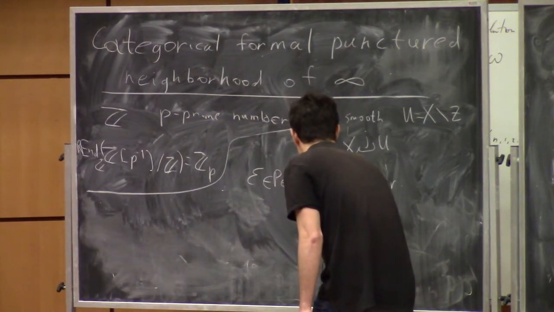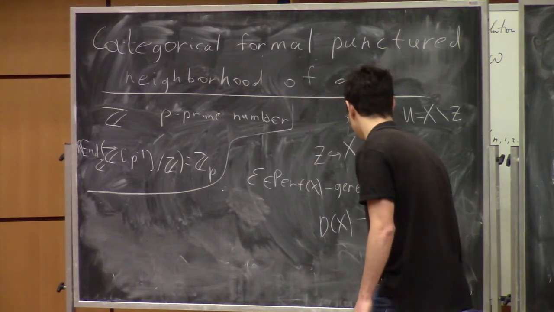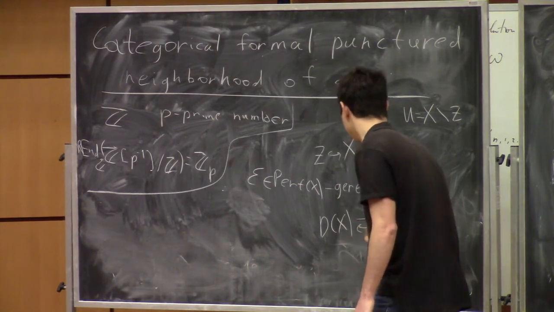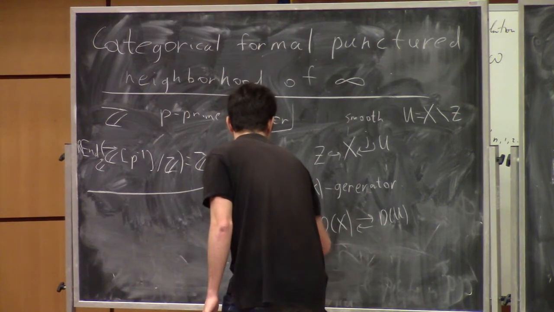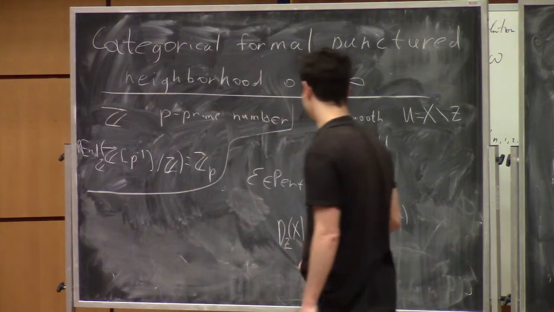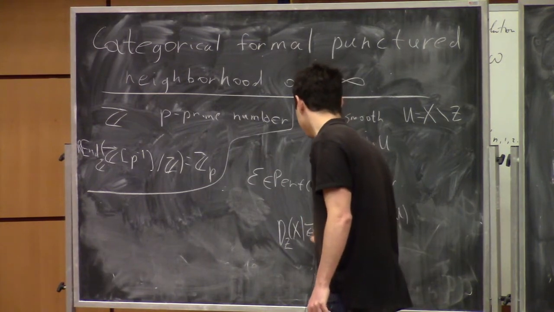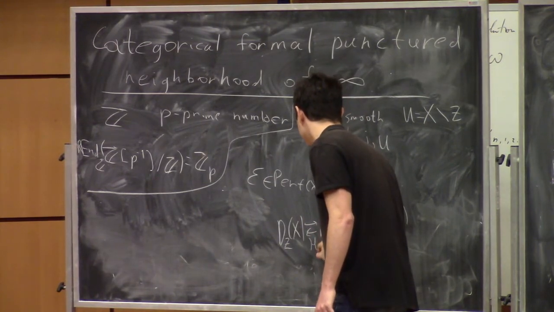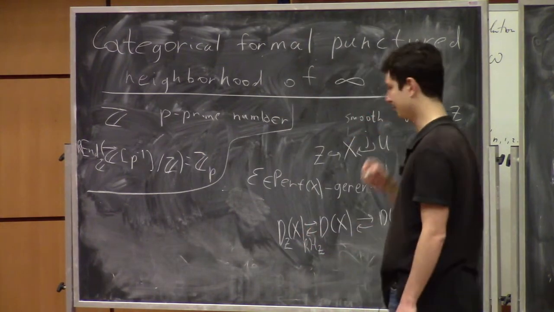We have the derived category of quasi-coherent sheaves on X, and we have a restriction functor to the derived category of U, and we have the right adjoint. Also we have the derived category of quasi-coherent sheaves supported on Z. We have an inclusion, and we have the right adjoint. This right adjoint is the derived sheaf of sections supported on Z.